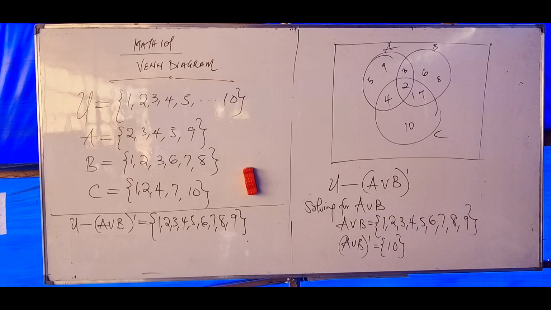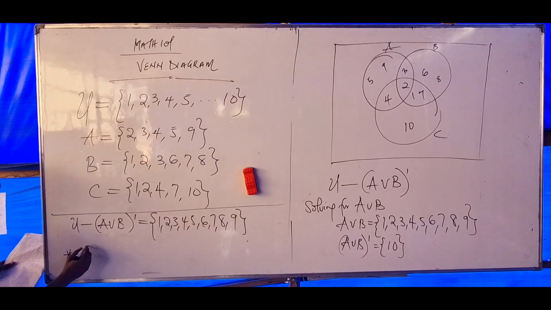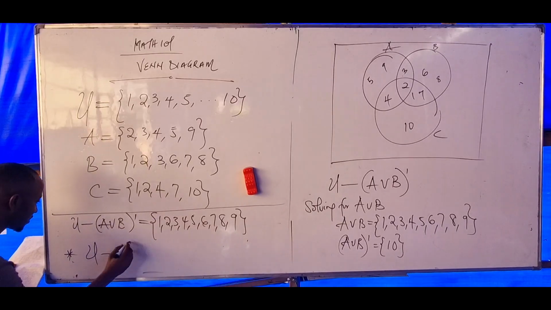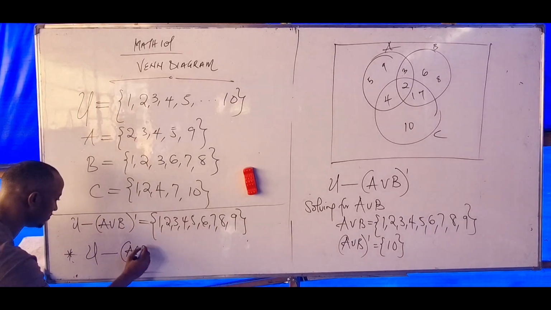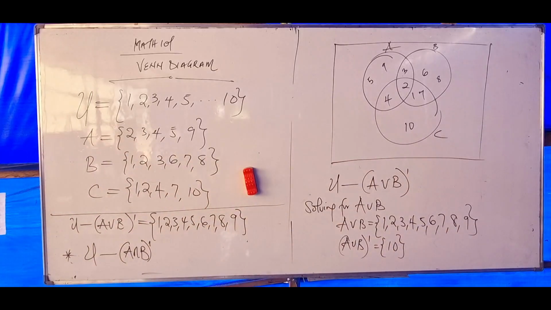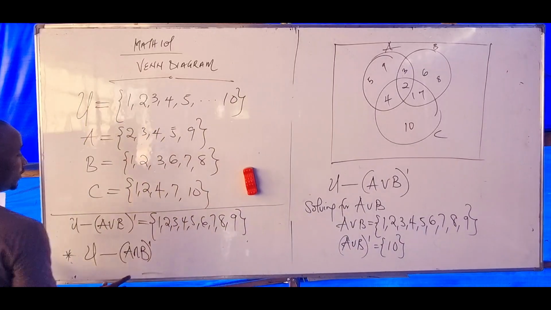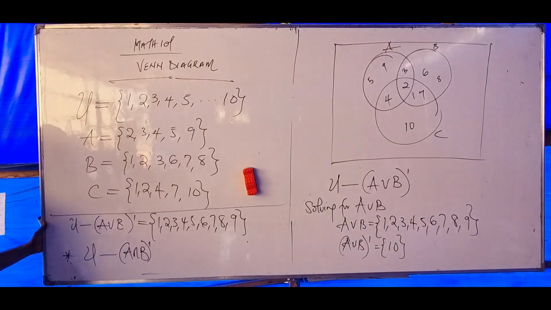Number 9. Can you all solve this for me? Number 9 says universal set difference A intersection B prime. Okay. Can you all attempt that for me? Or should we solve it together? Together.